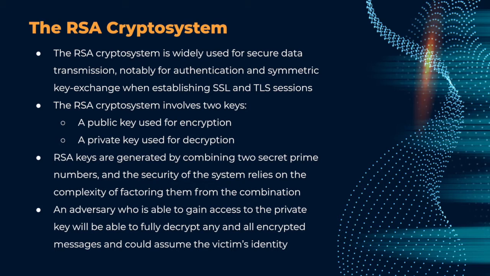RSA keys are generated by the combination of two secret prime numbers, and the security of this crypto system relies on the mathematical complexity of factoring a number into its two unique primes. An adversary who is able to gain access to the private key would be able to fully decrypt any and all encrypted messages and could assume the victim's identity.